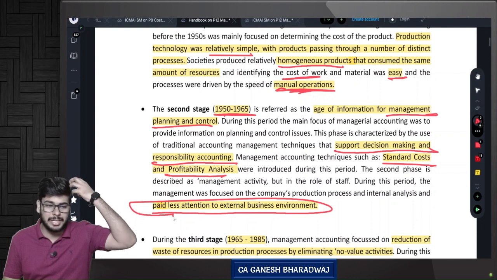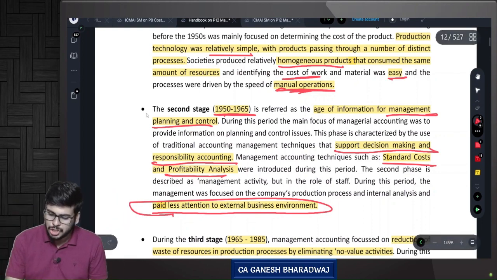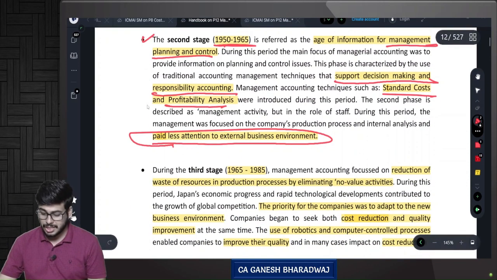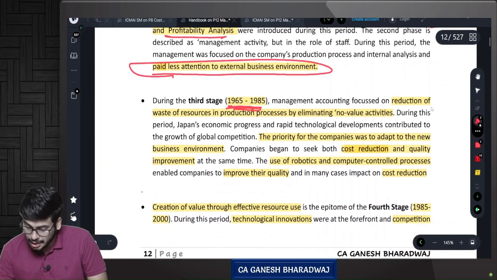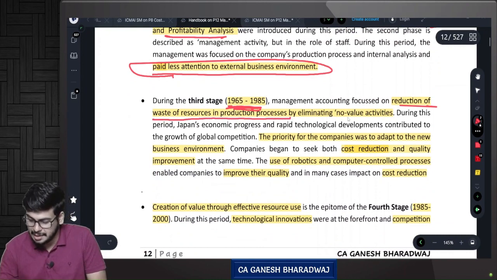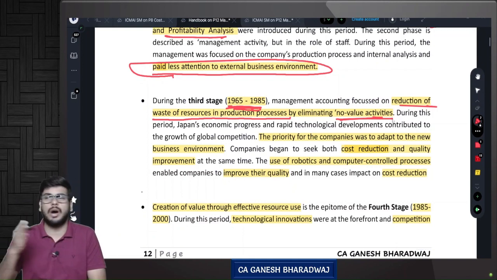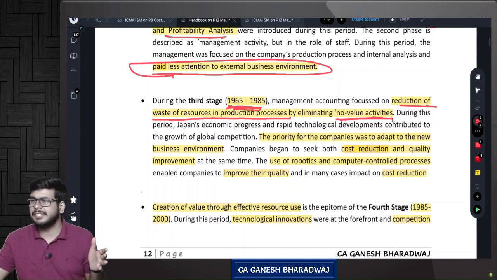So slowly it got evolved. First, management decision making itself is not even taken into account in the first stage. Slowly in the second stage, they started realizing the importance of that. Now in the third stage, for the next 20 years, 1965 to 85, the focus was on reduction of waste of resources in the production processes by eliminating the non-value added activities. For you to produce a product, to convert it from RM to FG, from raw material to finished goods, there are a lot of activities that need to be taken.